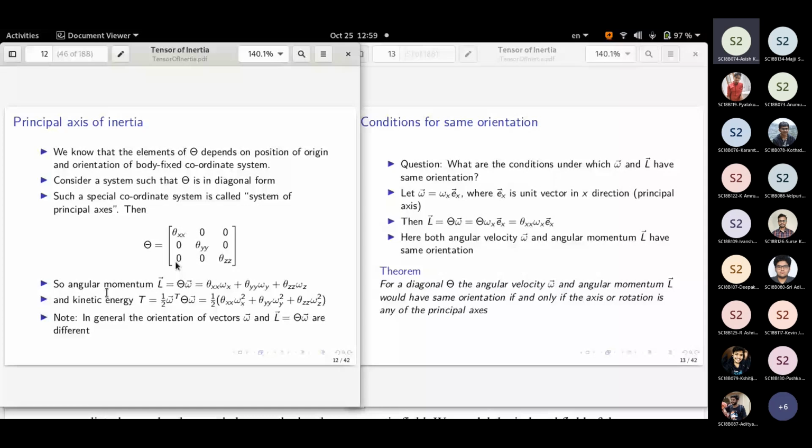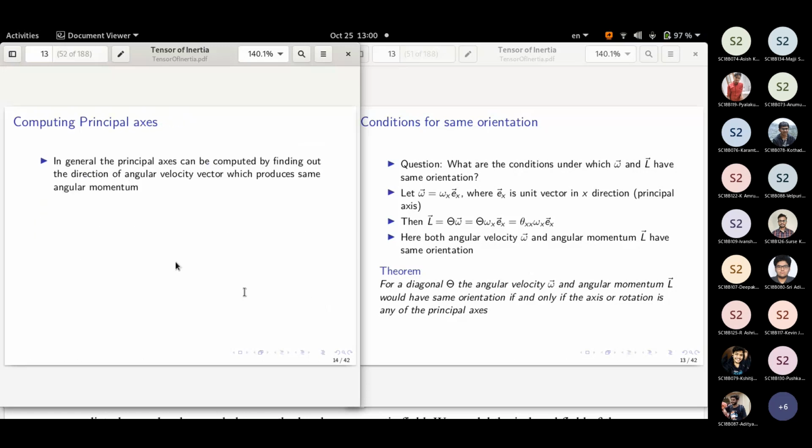Sir, for a given tensor of inertia and angular velocity, how many principal axes would there be? Yeah, so that we have to think about. How many do you think? This is a three-dimensional coordinate system. We expect 3. It actually follows from the way we are going to define it now. So let me go to the next slide. Probably it may become slightly clearer.